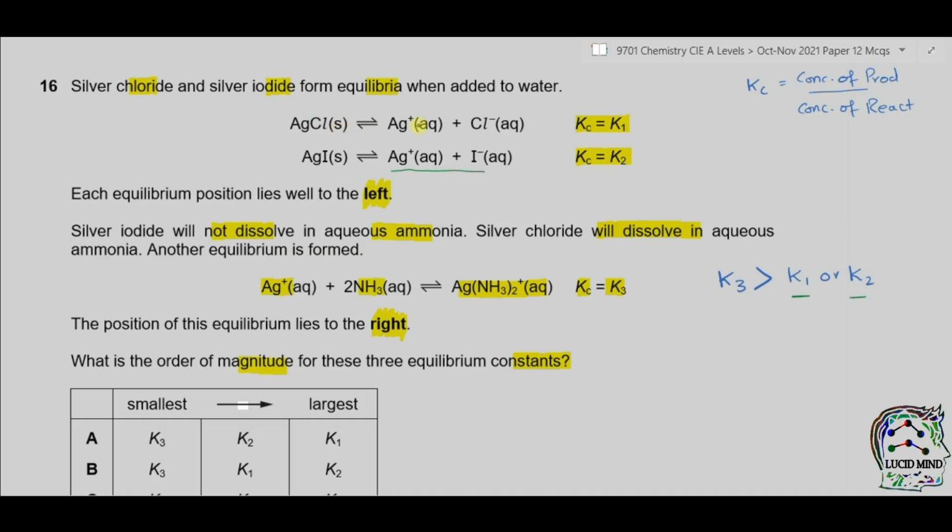If silver chloride dissolves in aqueous ammonia, these ions will react with ammonia to form this equation, and there will be a decrease in concentration of silver ions. So when the concentration of silver ions is decreased, the equilibrium will move in the forward direction and therefore more product is formed and Kc will be greater. So therefore we can say that K1 will be greater than K2. This is because K1 is moving in the forward direction while K2 is still in its own place.